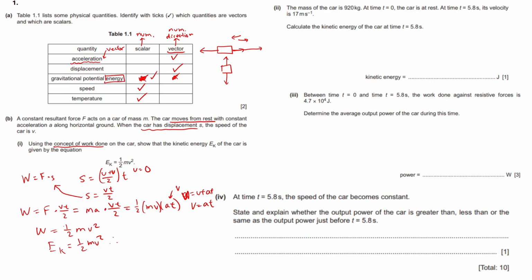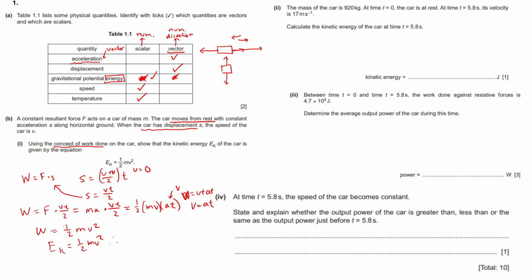All right, the second part. The mass of the car is 920 kilograms. At time t equals 0, the car is at rest. At time t equals 5.8 seconds, its velocity is 17 meters per second. Calculate the kinetic energy of the car at time t equals 5.8 seconds.